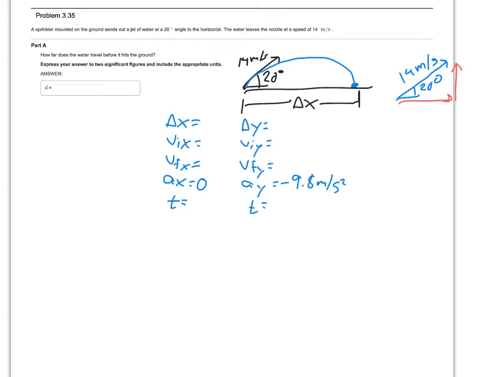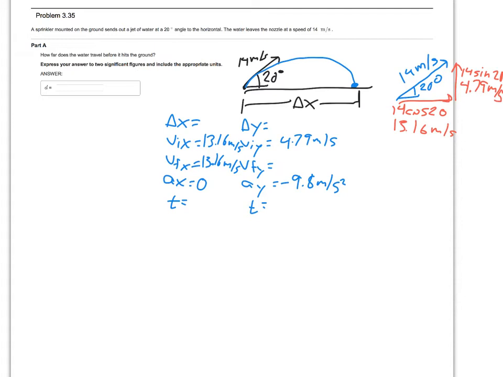So that x component is going to be 14 cosine of 20, which gives me an answer of 13.16 meters per second. And that y component is going to be 14 sine of 20, which gives me an answer here of 4.79 meters per second. I can go ahead and fill those in for my initial velocities in both the x and the y direction. I also know that that velocity will be the same for my final x, because in the x direction we travel at a constant speed.